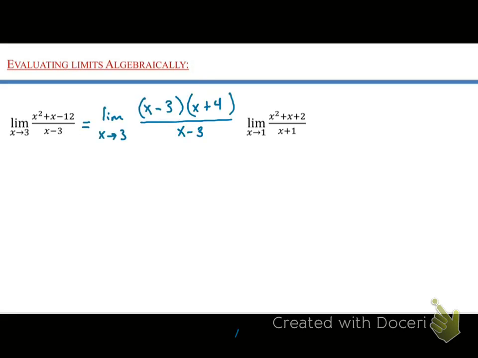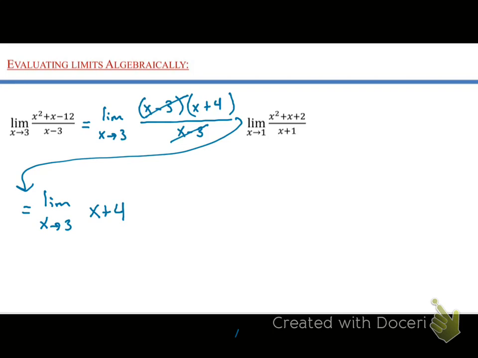On the leftmost example, I did my factoring and I got the expanded, factored form of that numerator. As we can see, I can't plug in x equals 3, since it makes a 0 in my denominator. However, algebraically, the numerator and that denominator are going to cancel, and we get this new limit as x goes to 3 of what's left in the top. The bottom canceled to 1, and we get x plus 4 as everything left.